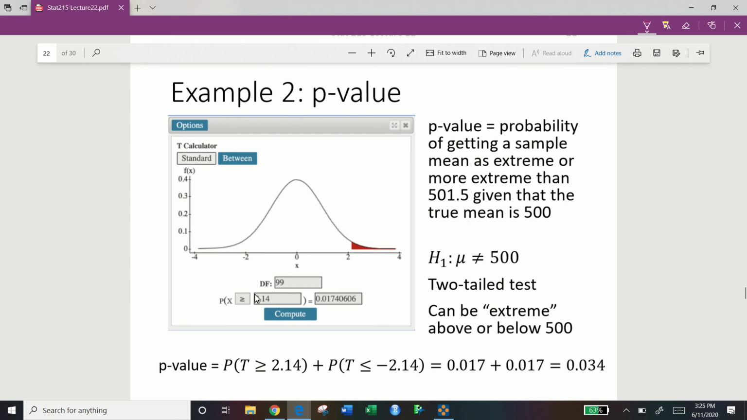By adding up our two tails, which notice the area is going to be the same, and that will be consistent. So if you want to memorize that, you just have to calculate it once and multiply by 2, that's fine. And you will get a p-value of 0.034.